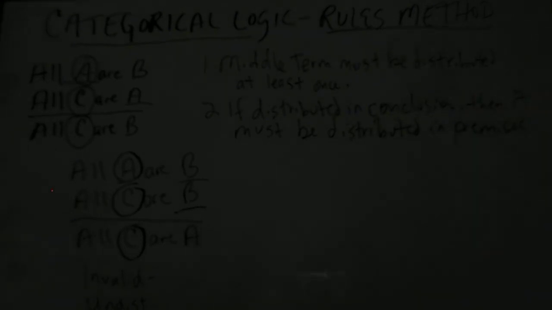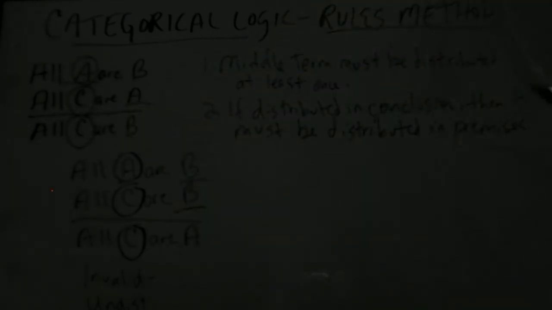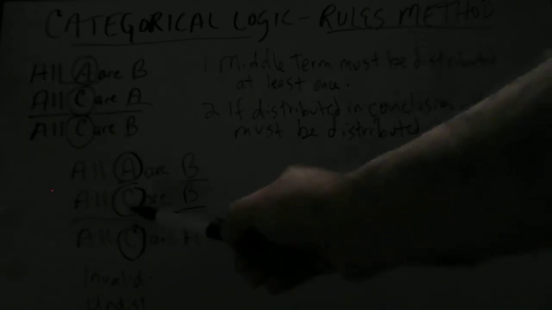Okay? So if anything is distributed in the conclusion, it must be distributed in the premises. We could see that according to Rule 2, both of the arguments up here meet that criteria. We can see that the C is circled in the conclusion of this one because it's in the subject position of an A statement. And we also see the C being circled here for the same reason. So what's circled in the conclusion is circled in the premise, and the same thing with this one.